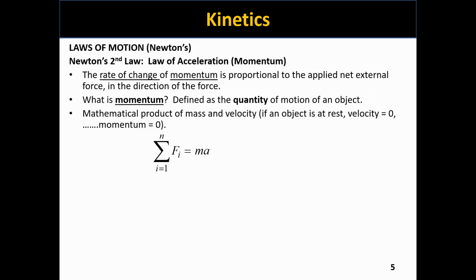The equation illustrating Newton's second law is that the sum of all the forces, and this can be up to n forces acting on any object, is going to equal the mass of that object times the acceleration of that object. And what that tells us is that when forces are applied to an object, those forces will tend to want to cause that object to accelerate.